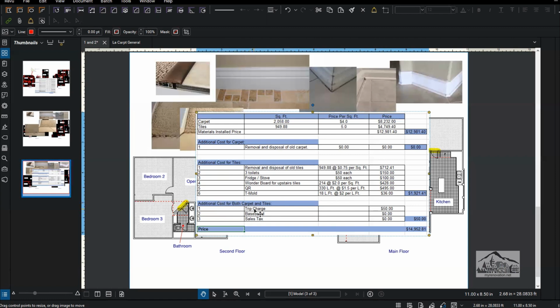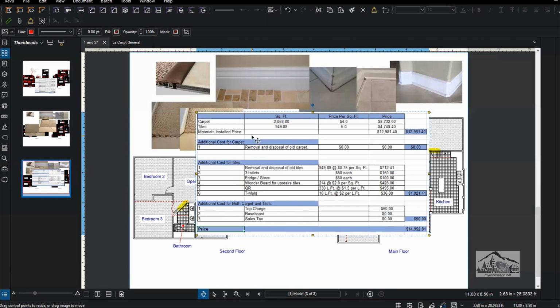And then additional cost for both carpet and tiles. That's the tribute charge. Sometimes companies charge a tribute charge. A tribute charge is when they ask the company or people working for the company to deliver the product to your house. You can negotiate this price. In something like that, I'm not going to pay the tribute charge, because look at the invoice here. It's $14,952. Sales tax is usually included in the price.